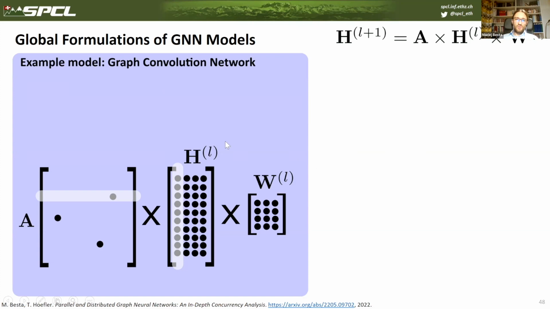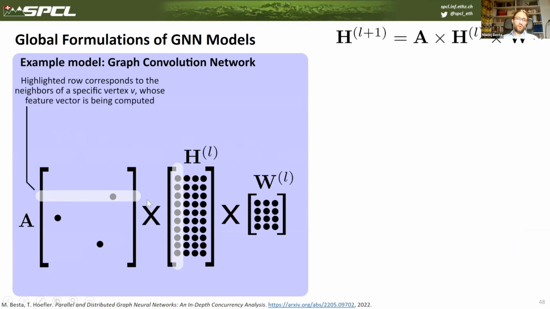And this corresponds to our illustration here that illustrates this in more detail. We have the sparse adjacency matrix times the feature matrix times the parameter matrix, right? With the big dimensionalities indicating the number of vertices and the small ones indicating the number of features. Now this highlighted row here corresponds to the neighbors of a specific vertex V, for whose feature vector we are now computing. On the other hand, this highlighted column corresponds to the specific feature F that is being computed for this vertex V, right? So one column of this H matrix is a single feature, one row of this A matrix is the neighborhood of a given vertex, right?